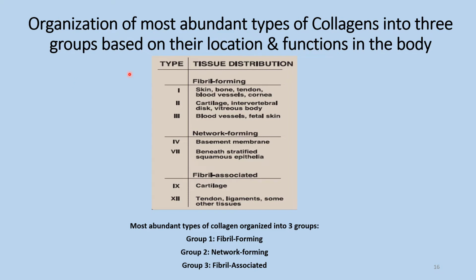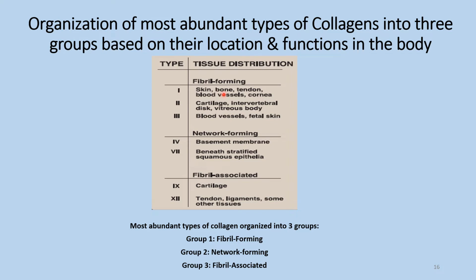It is the organization of the most abundant and most common types of collagens: type 1, type 2, type 3, 4, 5, 7, 9, and 12. These types are grouped into 3 main groups: fibril forming, network forming, and associated with fibrils.